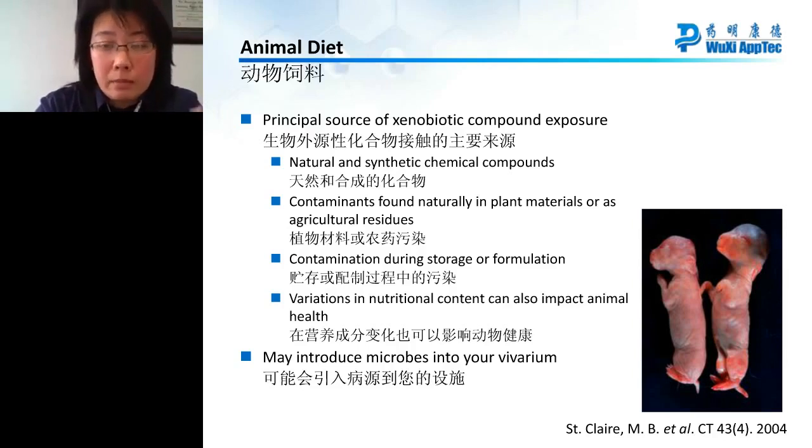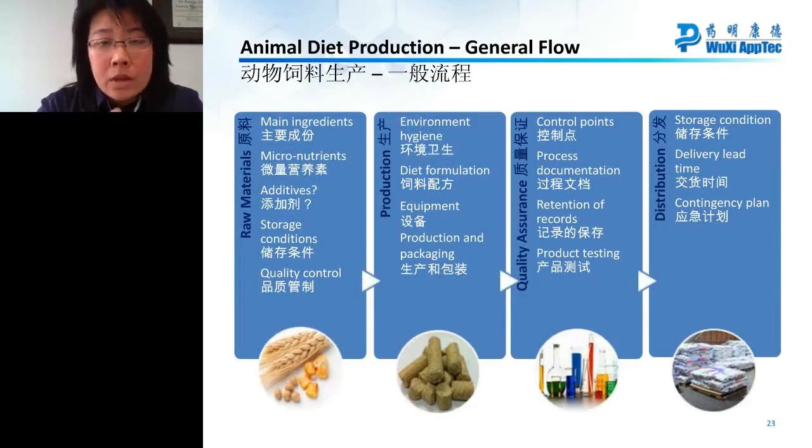So this picture here is really just an example to show it is possible to see this clinical sign, which is hydrocephaly in rabbit kits, and that could result from either vitamin A toxicity or vitamin A deficiency in the diet. So does the vendor check all of that? So again, just quickly, the general flow of animal diet production in layman's terms.